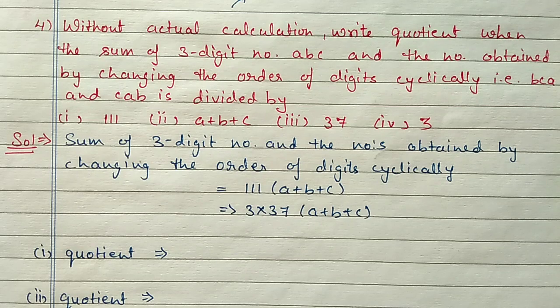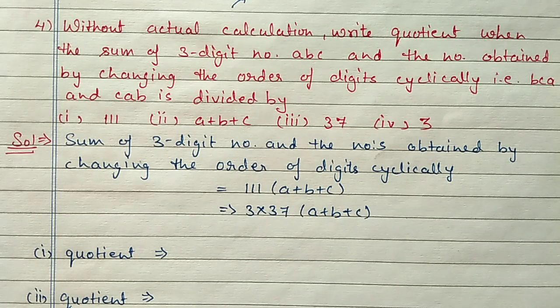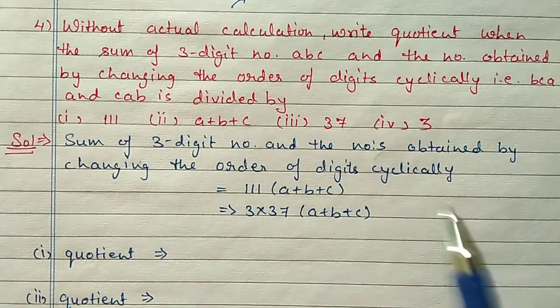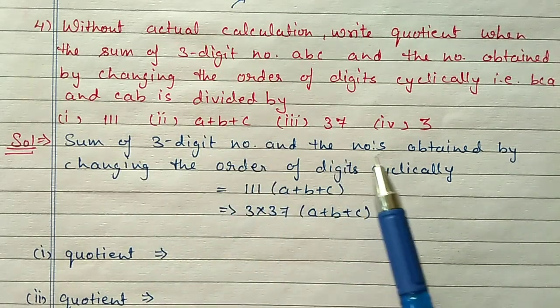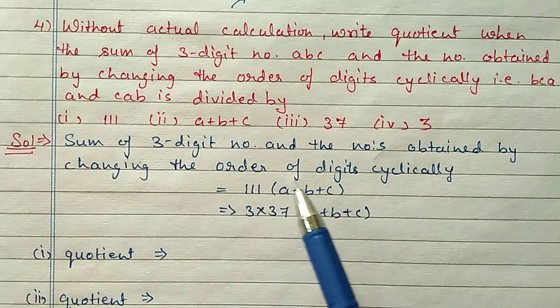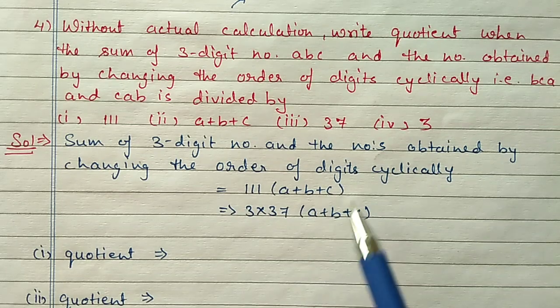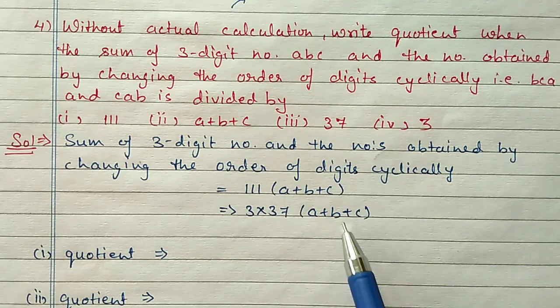Next, question number 4: without actual calculation, write the quotient when the sum of the 3-digit number ABC and the numbers obtained by changing the order of digits cyclically is divided by first 111, then A plus B plus C, 37 and 3. So as we discussed in the property, the sum of a 3-digit number and the other numbers obtained by changing the order of digits cyclically is 111 into A plus B plus C, which we can write as 3 into 37 also. 111 is equal to 3 into 37, into A plus B plus C.